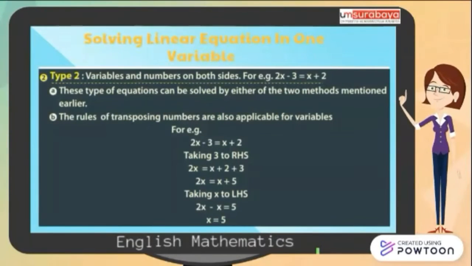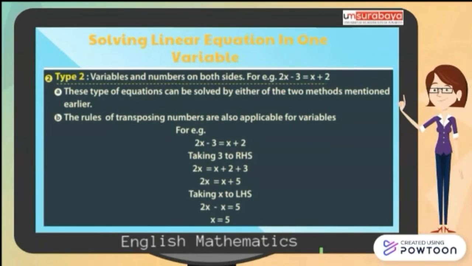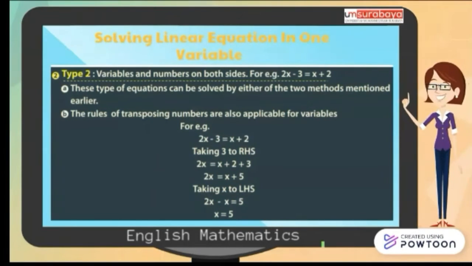Type 2. Variables and numbers on both sides. For example, 2x minus 3 equals x plus 2. A. These types of equations can be solved by either of the two methods mentioned earlier. B. The rules of transposing numbers are also applicable for variables. For example, 2x minus 3 equal to x plus 2.